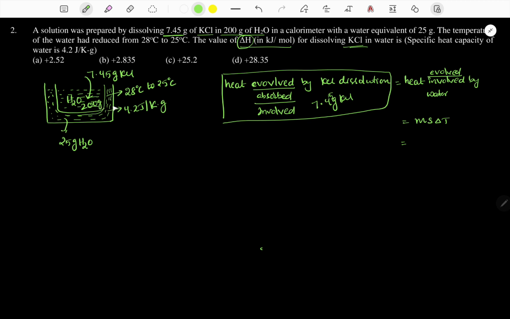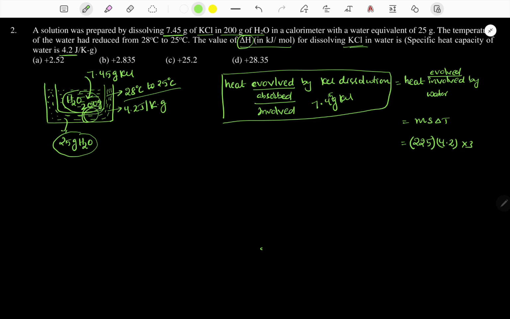And what is the mass of water here? This 25 grams of water giving heat, and also this 200 grams of water is involved. When you are dissolving KCl in water, both waters are involved in the heat process. That's why the total mass we have to take is 200 plus 25, 225. This is the mass of water, and the specific heat of water in the question is mentioned as 4.2, and delta T is 3.